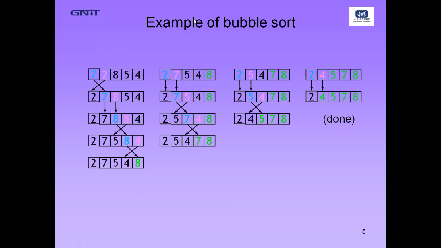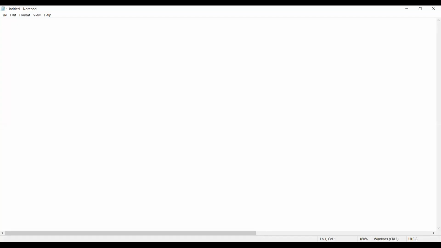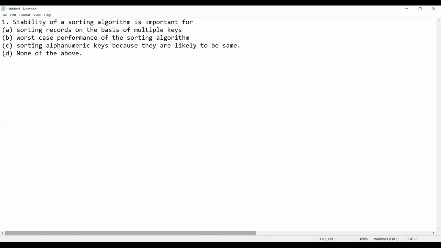Now I am going to the next section, that is the notepad section, where I discuss some MCQ problems. In the notepad section, the first problem I write down here is: the stability of a sorting algorithm is important for, and there are 4 options. I write down these 4 options. Out of these 4 options, the correct answer is option C, that is sorting the alphanumeric keys because they are likely to be the same. And alphanumeric keys, as all of you know, are alphabets with some numerical values.